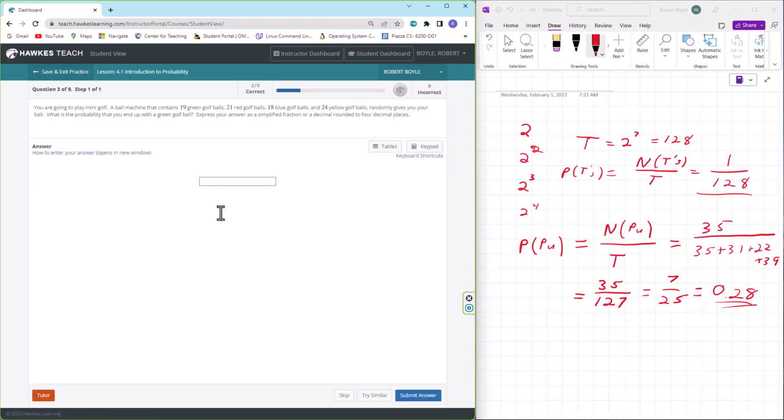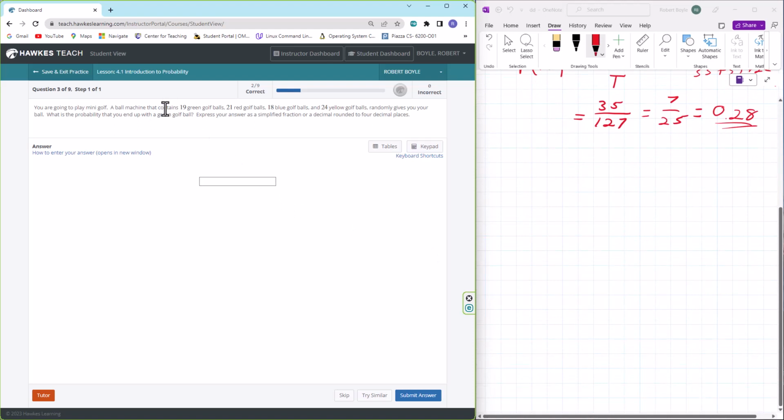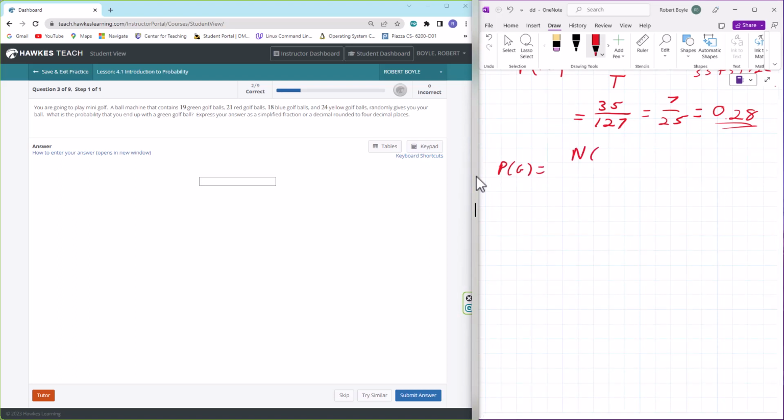Okay, here comes question 3. We are going to play miniature golf, my wife's favorite activity. A ball machine that contains 19 green golf balls, 21 red golf balls, 18 blue golf balls, and 24 yellow golf balls randomly gives you your ball. What is the probability that you end up with a green golf ball? Once again, the probability of getting green is going to be equal to the number of green golf balls divided by the total number of golf balls. Number of green golf balls happens to be 19.